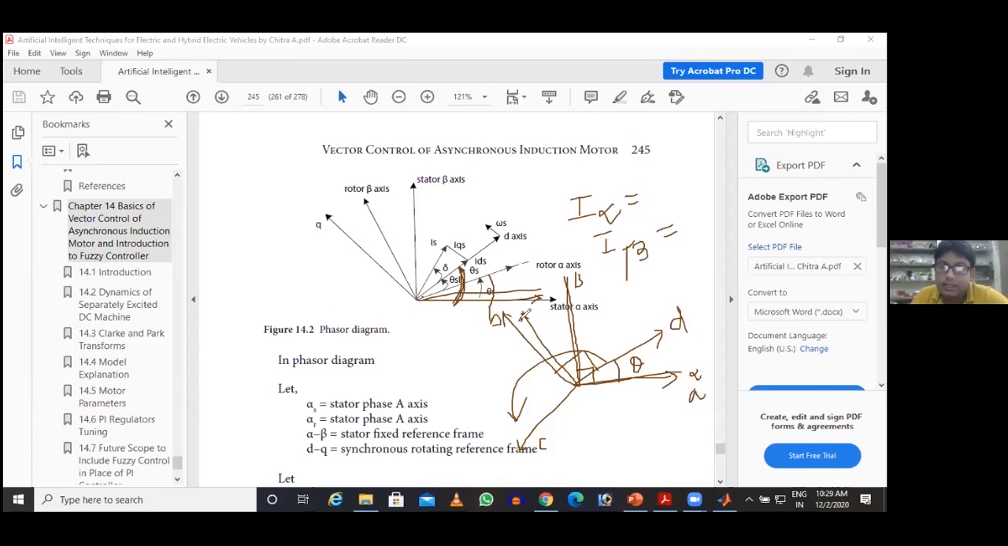Here I have used the notation SD. What is SD? Stator D axis. This is the direct axis. SQ, stator quadrature axis. So this is the quadrature axis Q. RQ means rotor quadrature axis. RD is the rotor direct axis. Okay. So slightly I am going to the governing equation.